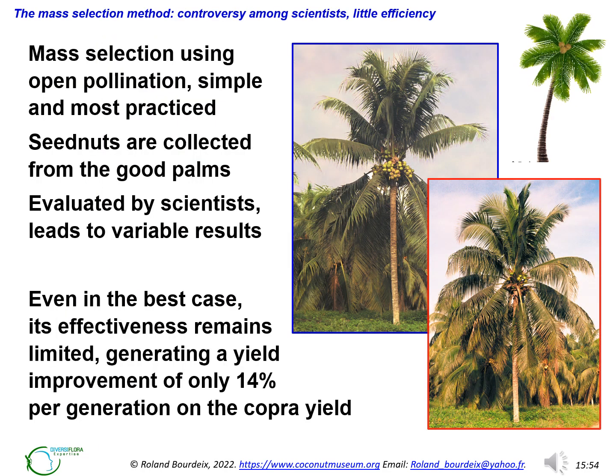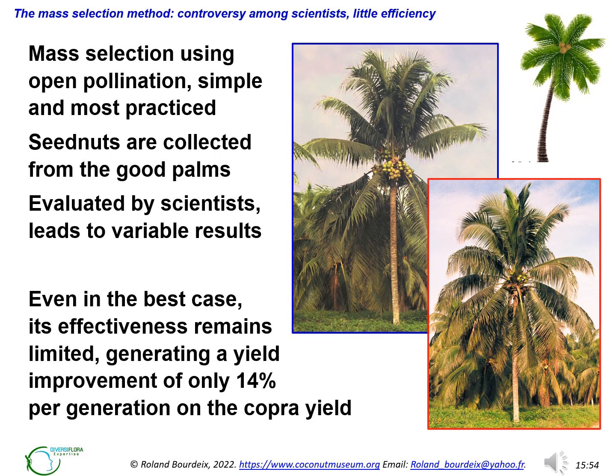Mass selection using open pollination has been practiced the most. The seed nuts are collected from the palms that present attractive characteristics at a certain time or over a period. The progenies resulting from open pollination give an improved population. This method was evaluated by scientists. It leads to variable results.